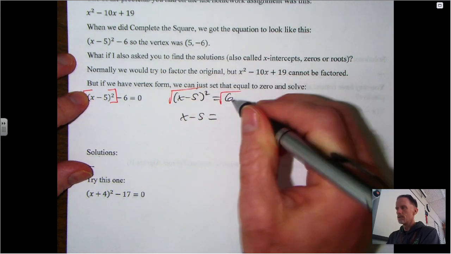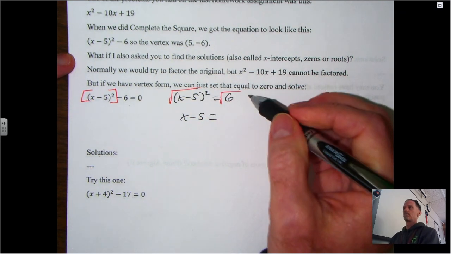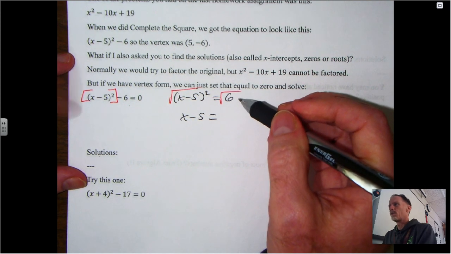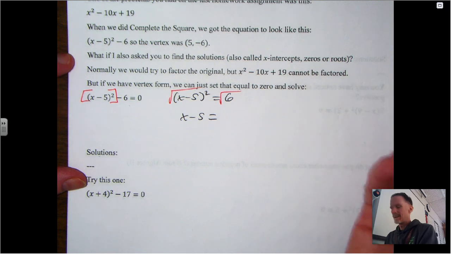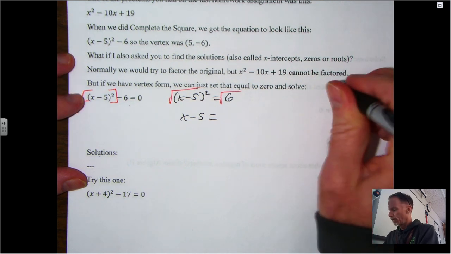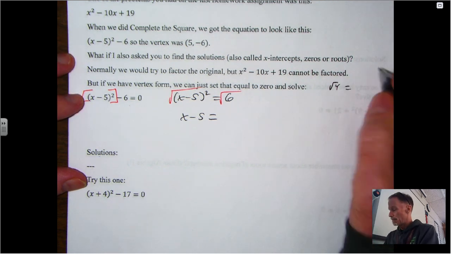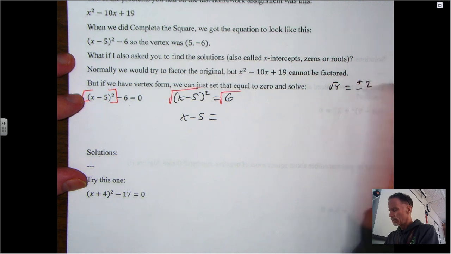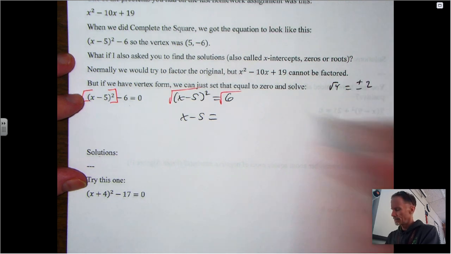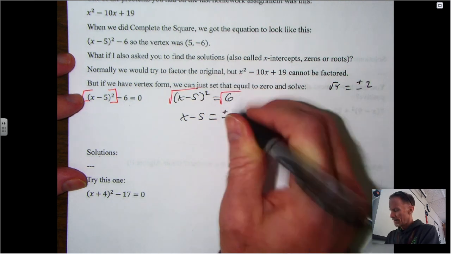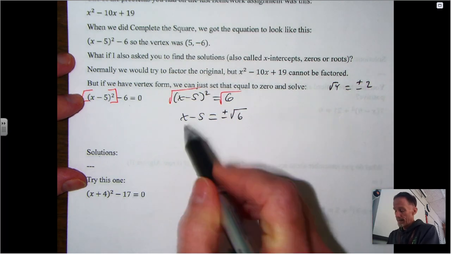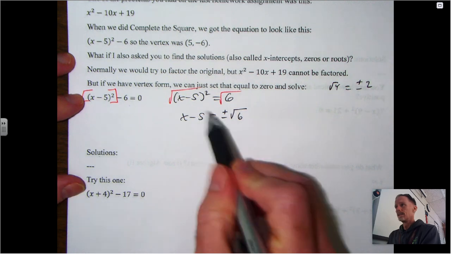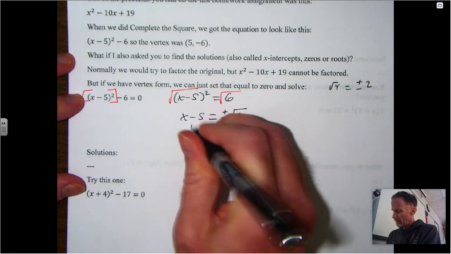Now, when you do the square root, remember previously, anytime we talk about a square root, we do talk about the plus or minus. Remember, if I said, what is the square root of 4? You would always tell me it would be plus or minus 2. So we're going to use a plus minus symbol on all of these things. So plus or minus root 6. And then we continue getting x by itself. Just add 5 to both sides.